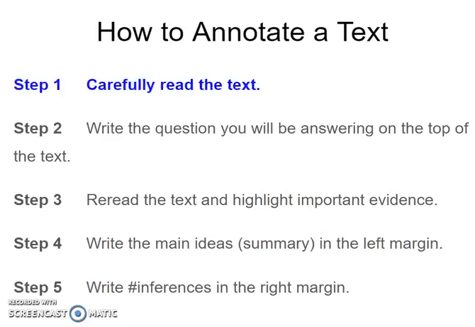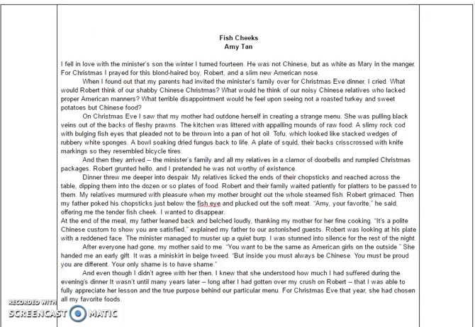First, you'll read the text carefully. In your primary read-through, try to get the gist of what the text is about, but don't worry if you don't fully understand. For our purposes today, we'll look at Fish Cheeks by Amy Tan. At this point in the video, you want to pause and read through the text on your own. You don't have to make any marks in the text unless you encounter words that you don't know. You'll want to circle those and look them up.